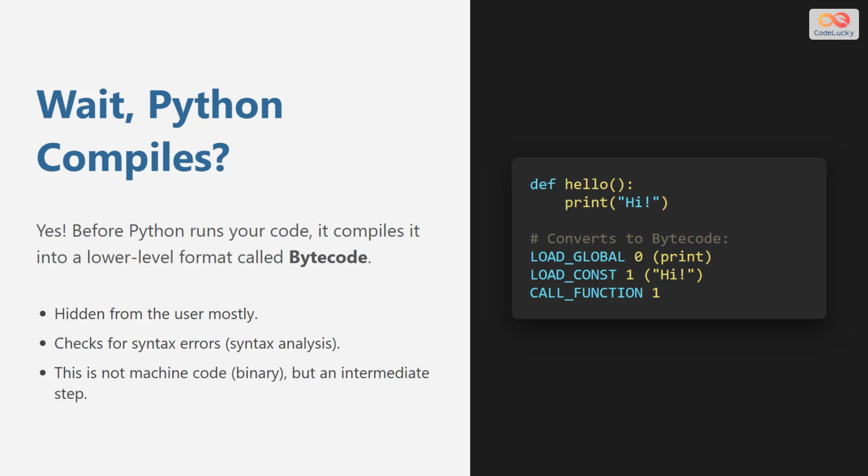So, about that compiler. When you run your script, Python first checks for syntax errors. Then, it translates your human-readable code into a lower-level format called bytecode. This is why if you have a syntax error, your program crashes instantly before doing anything.